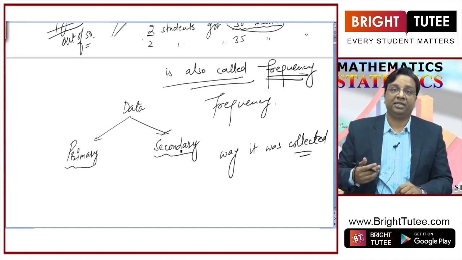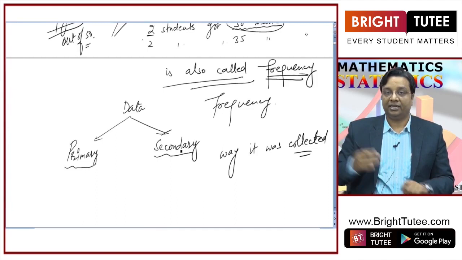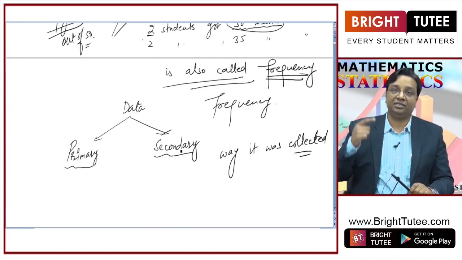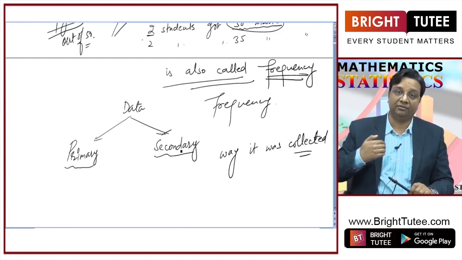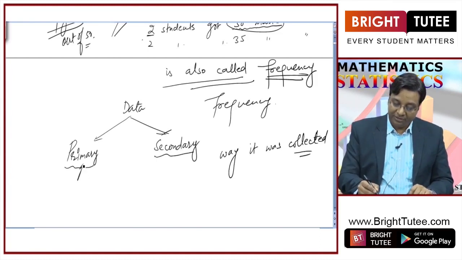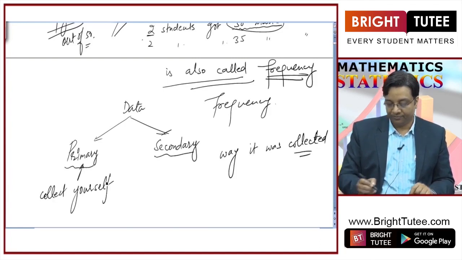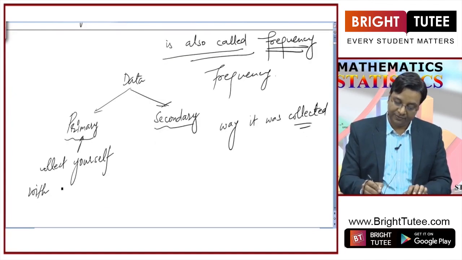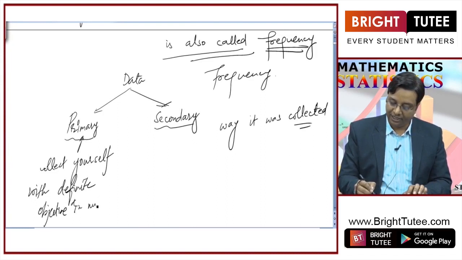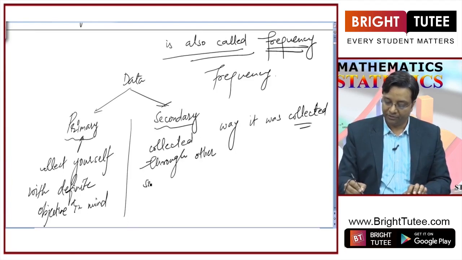Secondary data can be some data, let us say you are reading a particular newspaper and average scores of some cricketers are given there. You have not calculated those averages, or collected that data yourself. You are referring to that newspaper for that data. So that data will be secondary data. What is primary data? You collect it yourself with a definite objective in mind. Secondary data is collected through other sources of information.